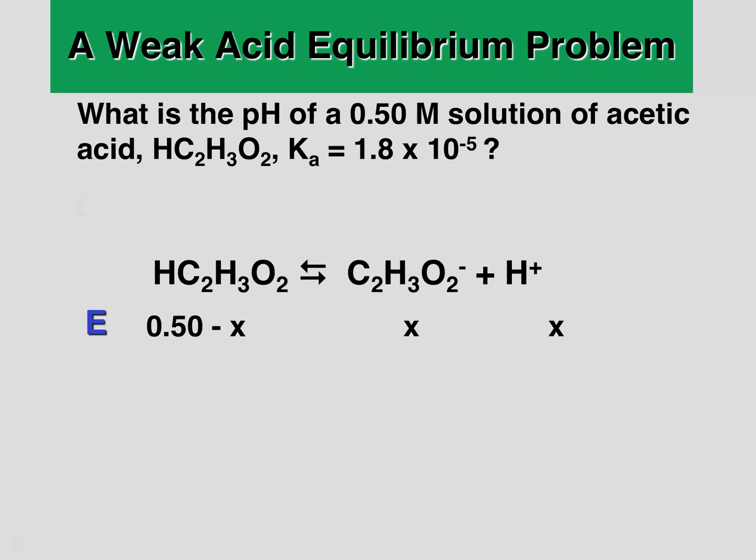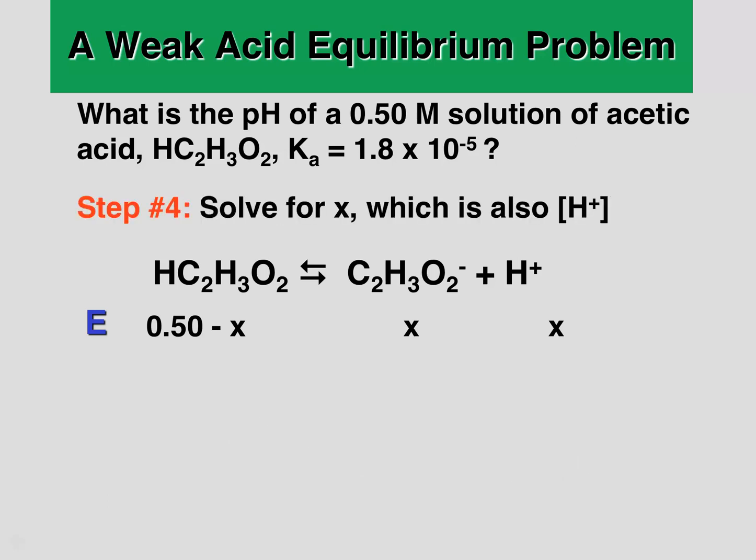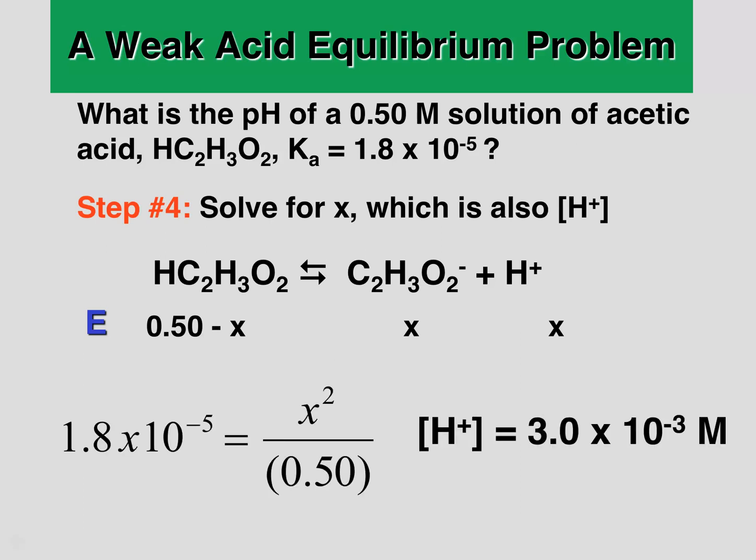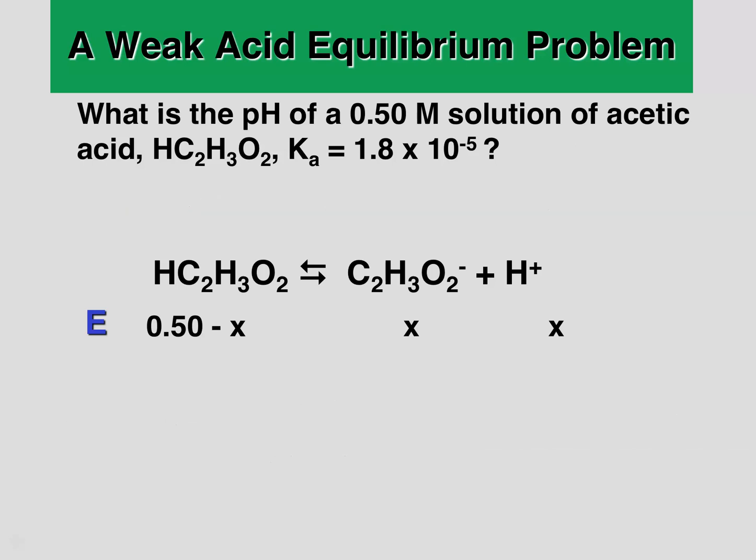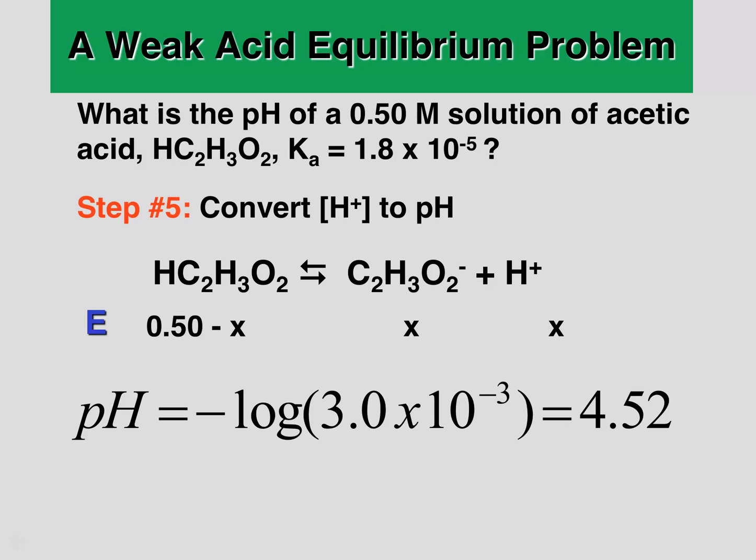Okay. So I solve for x, which also represents the hydrogen concentration, and I get this number for this problem. No quadratic equation needed. Makes life a heck of a lot more simple. Now I have my hydrogen concentration, and I can convert hydrogen concentration to pH. Nothing new there. You've done this before. Any questions?